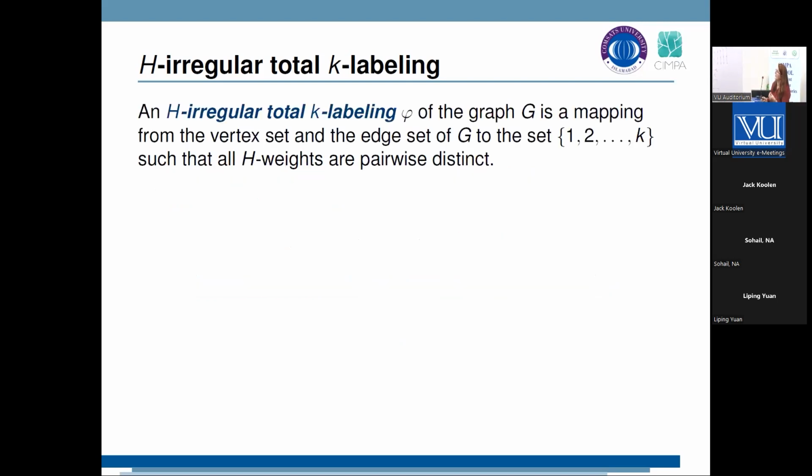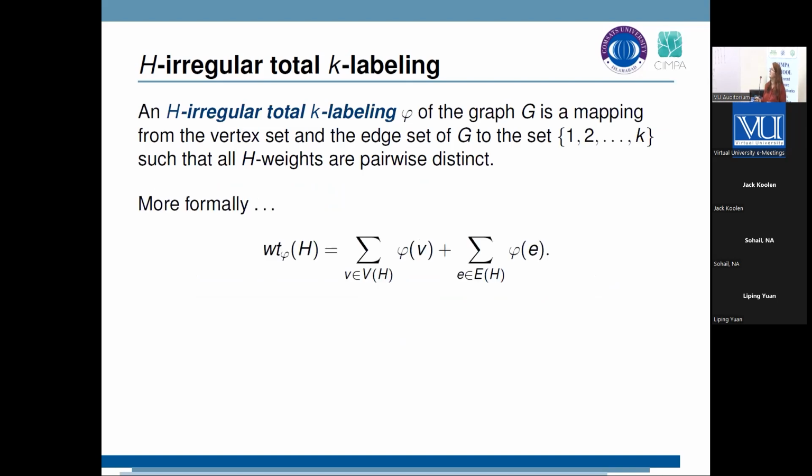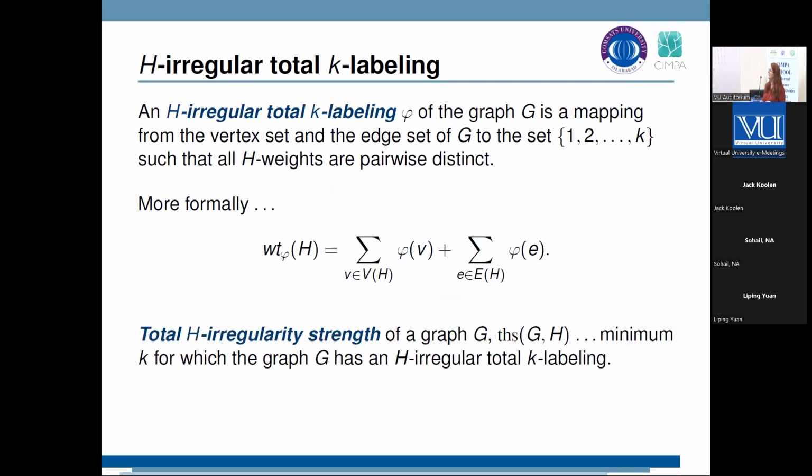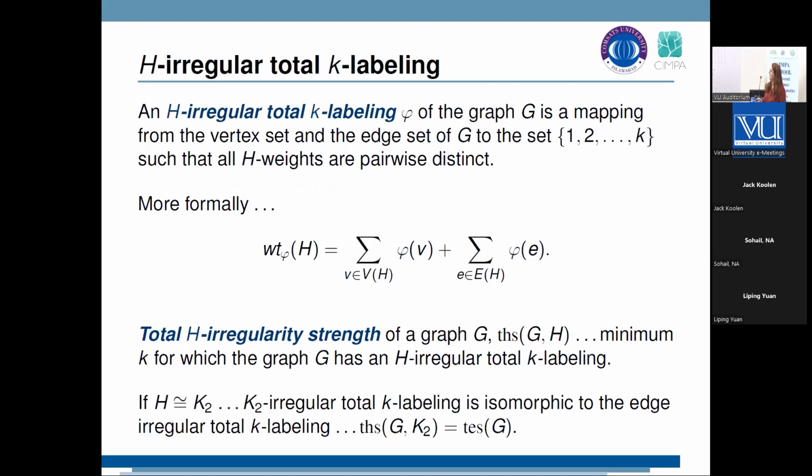So what we are doing, we assign numbers from 1 up to k, and we have a total labeling of the vertices and edges of a graph, and we check the weights of the subgraphs isomorphic to the given graph H. Okay. And the corresponding graph invariant is called the total H irregularity strength of the given graph. Yeah, we can try to minimize it. Okay, so as I told you, if graph H is just K2, it's something that we already know. It's a known concept called edge irregular total labeling.